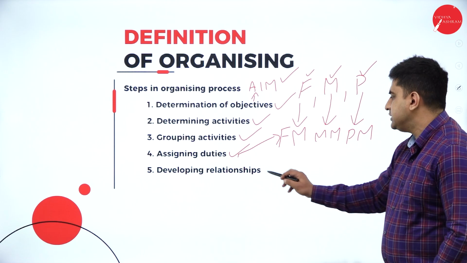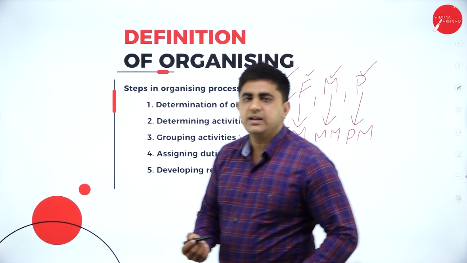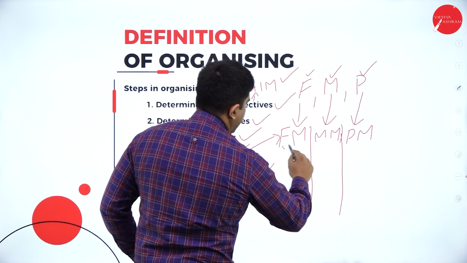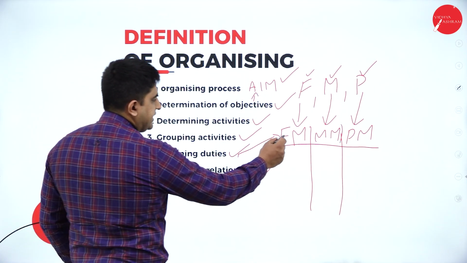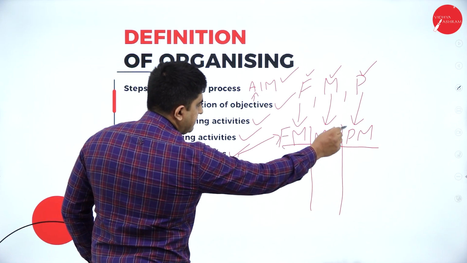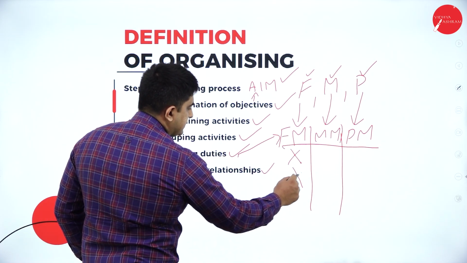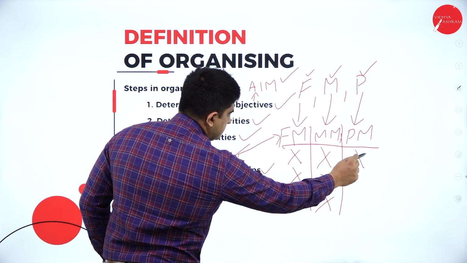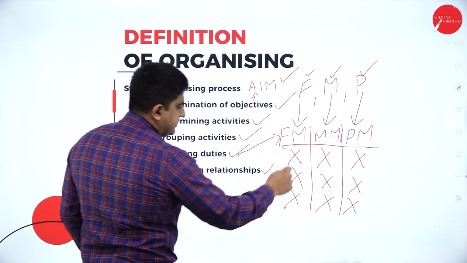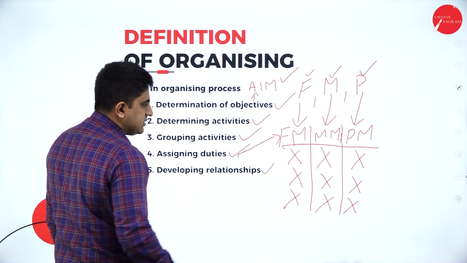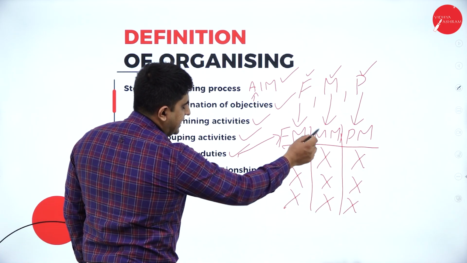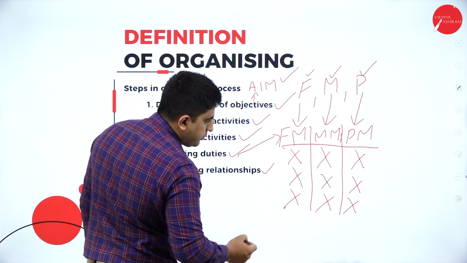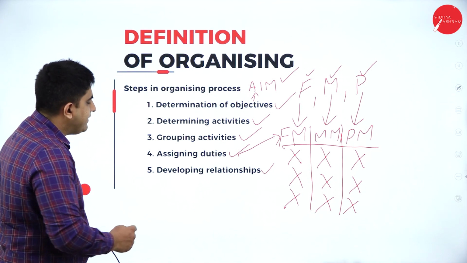Then developing relationships. What is the meaning of developing relationships? For example, these are the different departments. So this is the finance manager, this is the finance department, marketing department, and production department. And here there are workers. So they are working in their departments. These are the workers working in the finance department. These are the workers working in the marketing department, headed by the marketing manager. And this is the production department, and these are the workers working in the production department. So you are developing relationships.